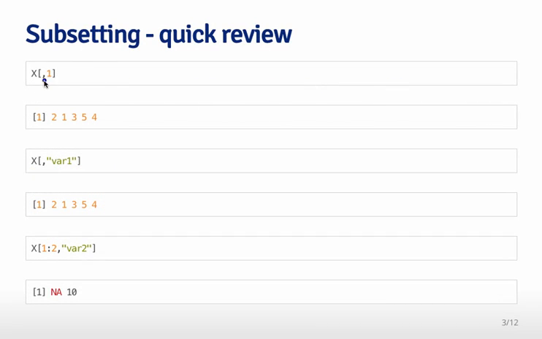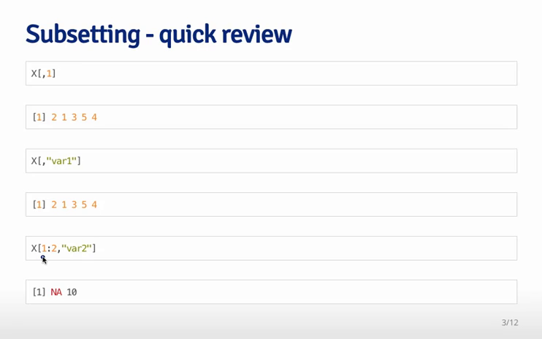So the first thing that I can do is subset a specific column by doing x open bracket comma 1, which will open up just the first column of that data frame. The other thing that I can do, if I want to subset by a column, is again do x open bracket comma, and then I can use the variable name before the closed bracket to subset out just that column.